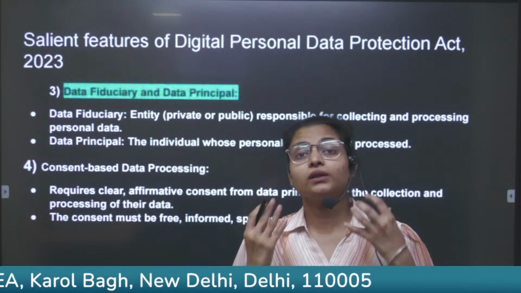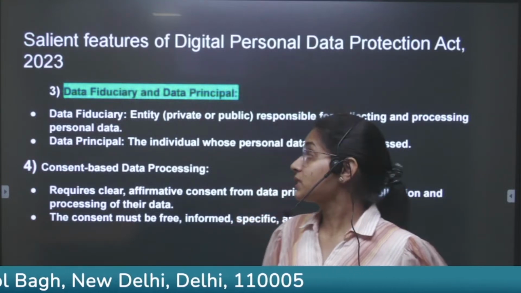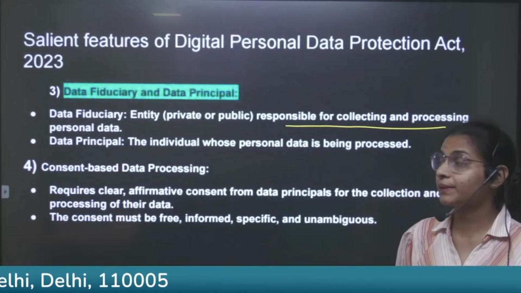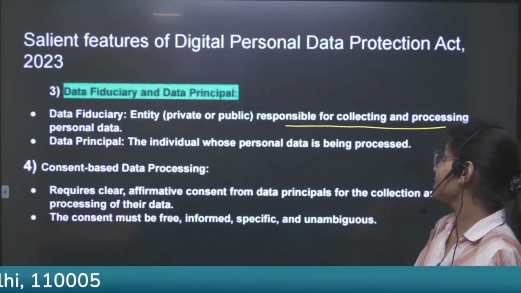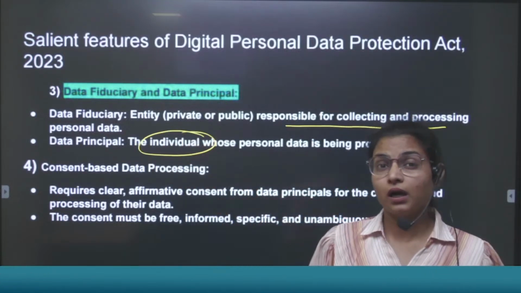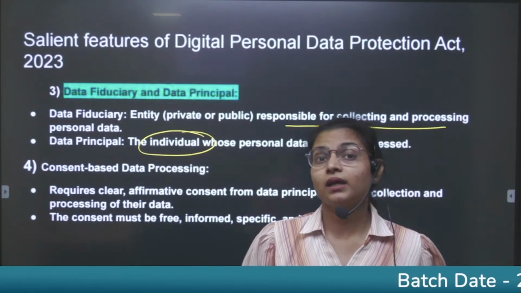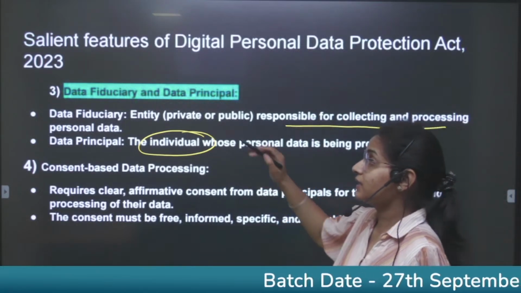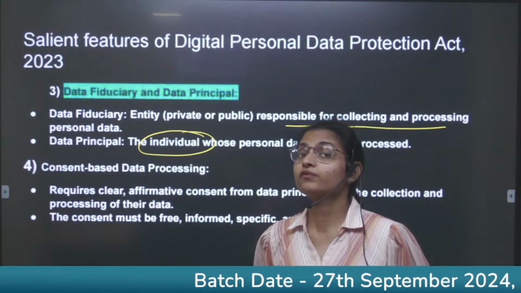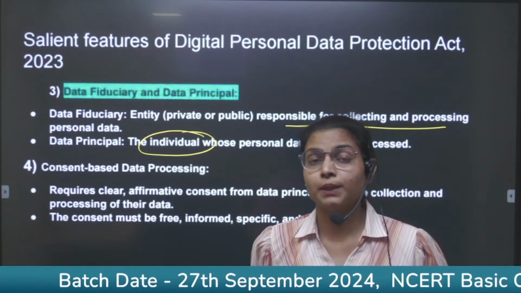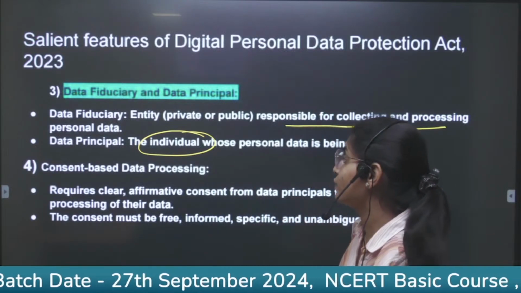Data fiduciaries are the ones that basically process the data. They are responsible for collecting and processing the personal data. Data principals are the individuals, like us, whose data will be processed or collected. So these are the definitions given, and after this we will understand the rights of the data principal and the duties of the data fiduciary.